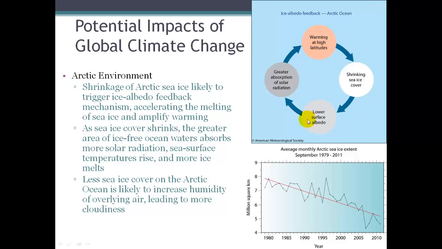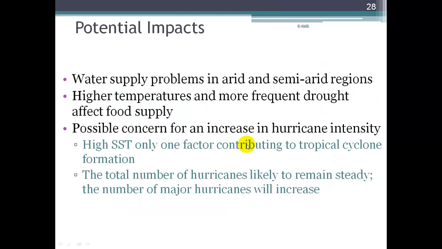It's a positive feedback. So water supply is a problem in arid and semi-arid regions like Arizona. We're already having severe drought. We don't hear a lot about this in the news or in our local media. You kind of have to go out of your way to educate yourself. But we do have water problems in the desert already, and that's anticipated to get worse. Higher temperatures and more frequent drought problems will affect our food supply. We're already seeing food prices begin to rise. And there's a possible concern for an increase in hurricane intensity with this path we're on for climate change.